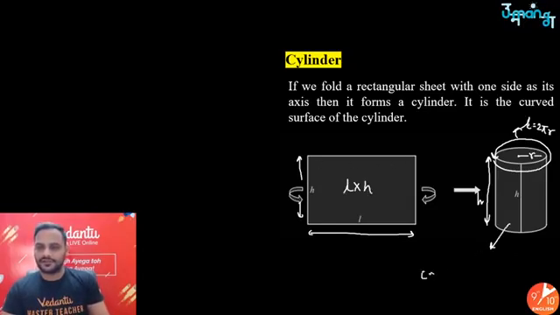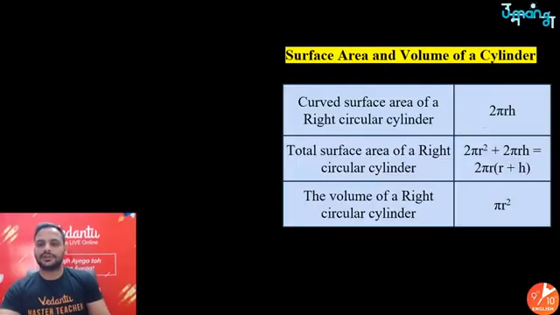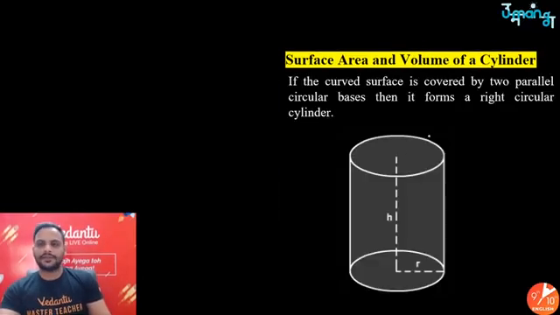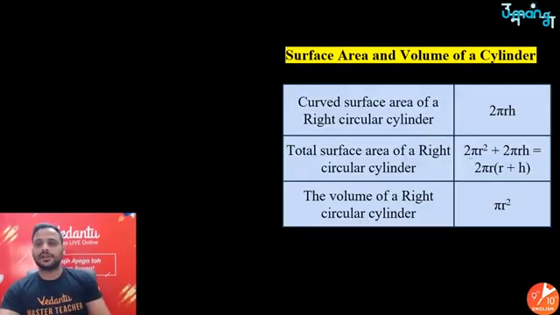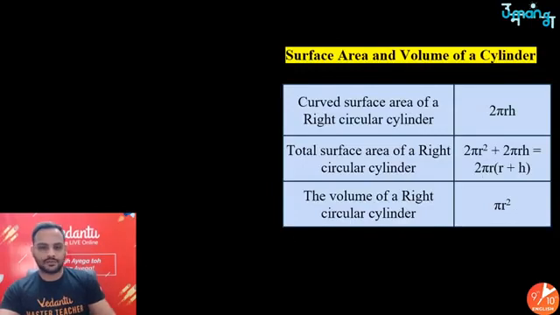So the curved surface area of the cylinder should also be equal to L into H. L is 2 pi r into H. So from here you get the formula for the curved surface area as 2 pi r H. In that, add the area of top, which is pi r square, and add the area of bottom, which is pi r square. So you will get 2 pi r square plus 2 pi r H, so 2 pi r into (H plus r). Okay, and then your volume is pi r square H.